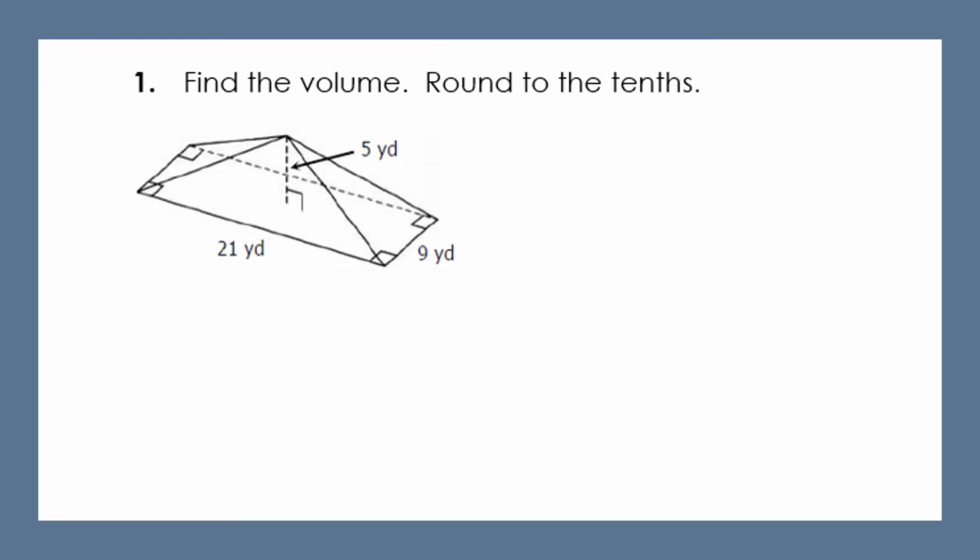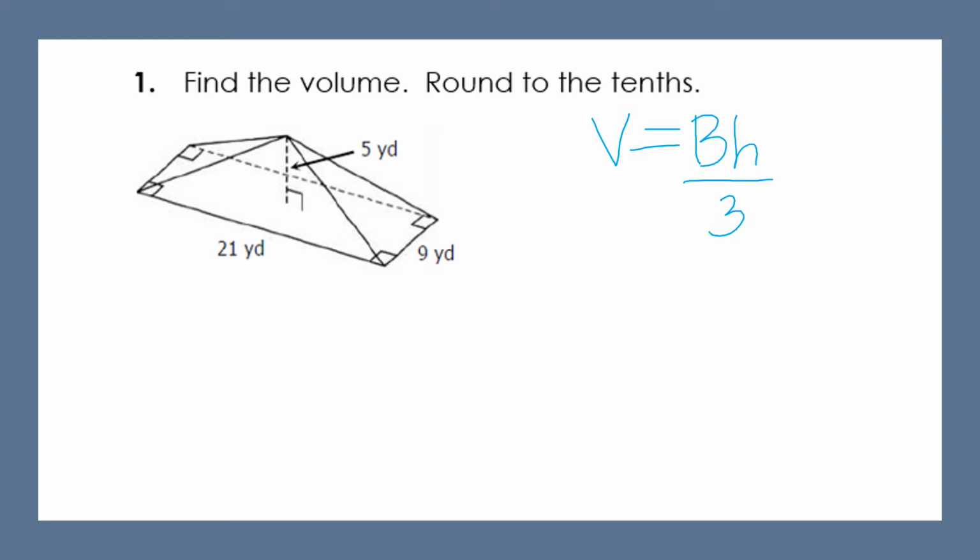So let's just work through a few examples. We're going to find the volume of this pyramid. It is a rectangular pyramid because the base is a rectangle. So our formula is base times height over 3.